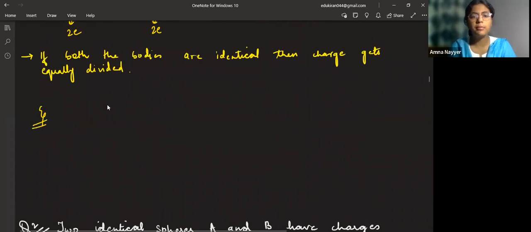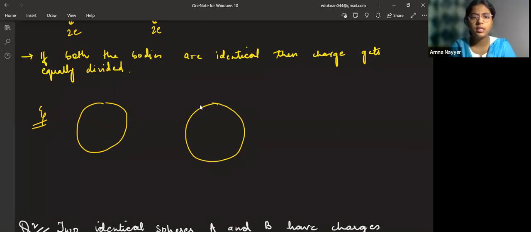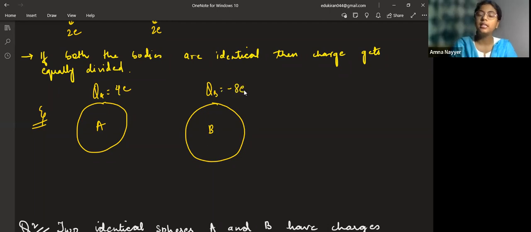Let me give you an example. Let's say I have one body, this is A body, and this is another body, B body. Let's say the charge on A is 4e and the charge on B is minus 8e. So how much amount of charge will each receive?